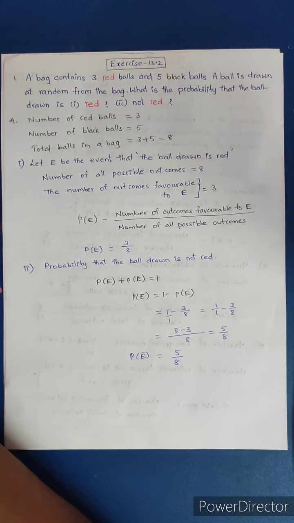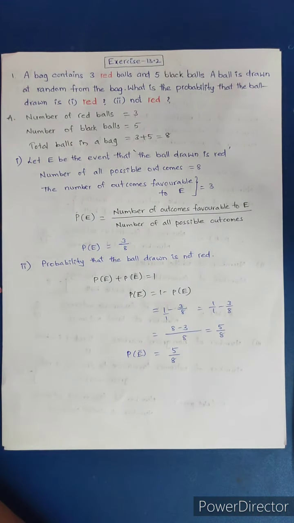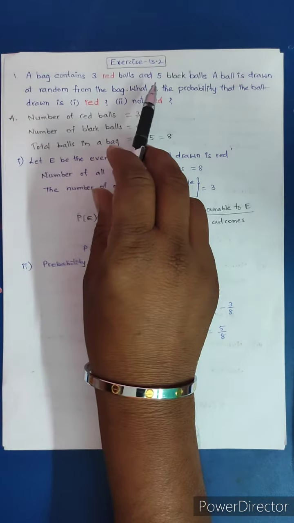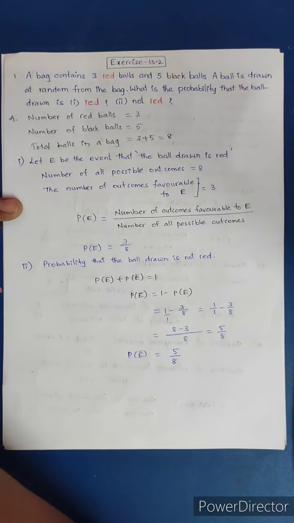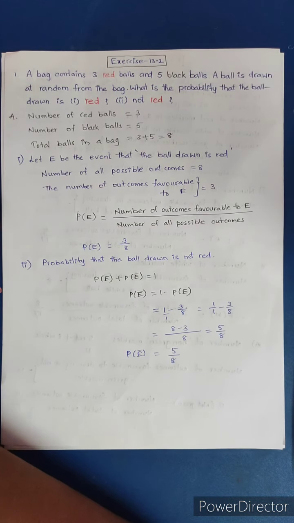Hi everyone, these sums are from the chapter Probability, exercise 13.2. First problem: A bag contains 3 red balls and 5 black balls. A ball is drawn at random from the bag. What is the probability that the ball drawn is red, not red?